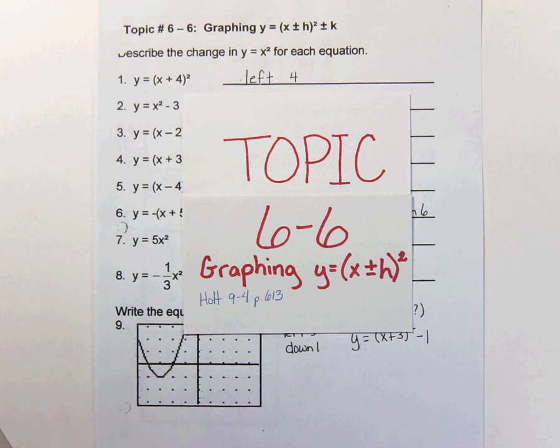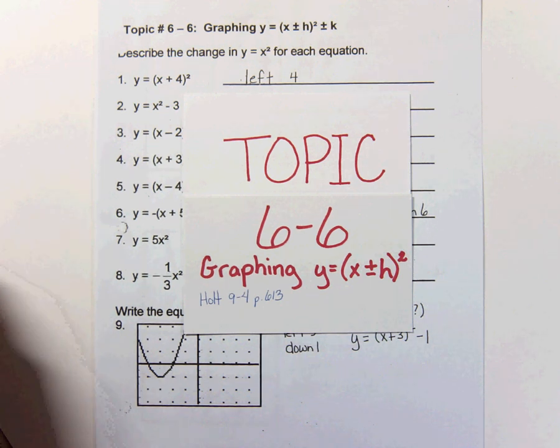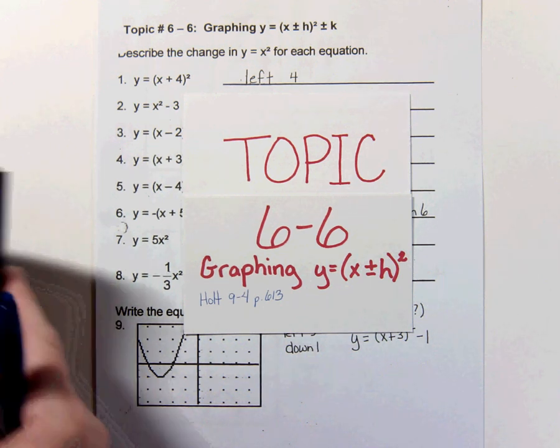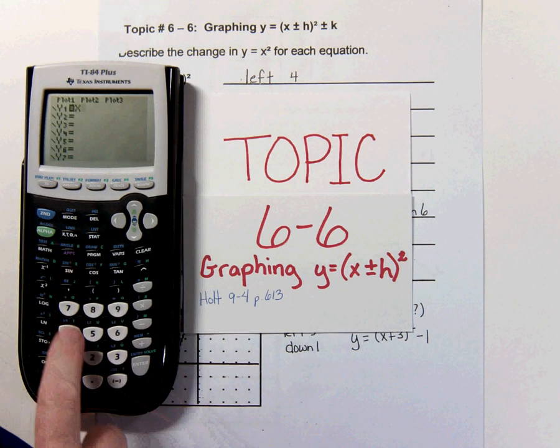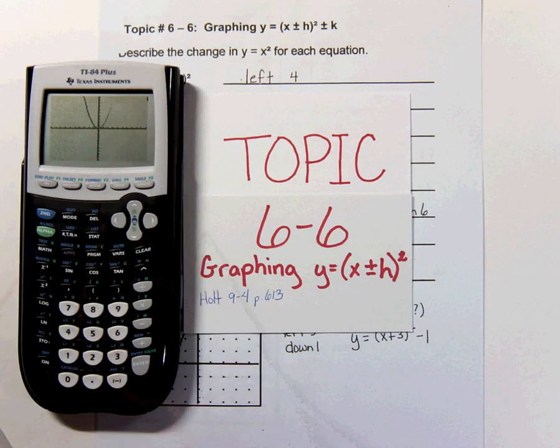Topic 6-6, graphing y equals (x plus or minus h) squared plus or minus k. This is the vertex form of a quadratic equation, and you're looking to describe the change from the parent function y equals x squared. So if I were to graph y equals x squared, let's just do that again. Y equals x squared would look like this.